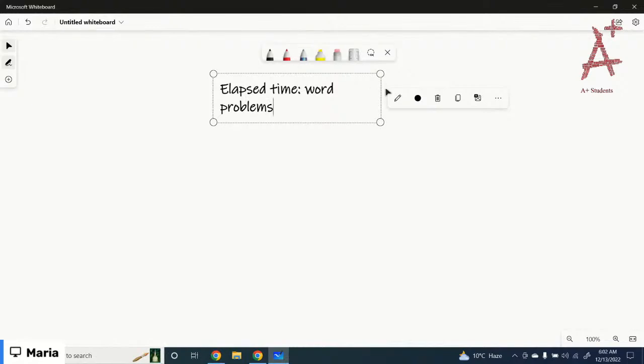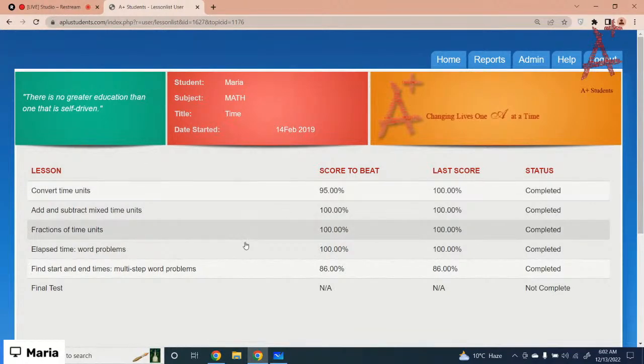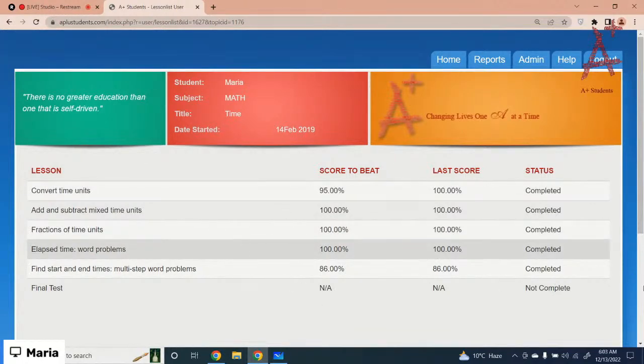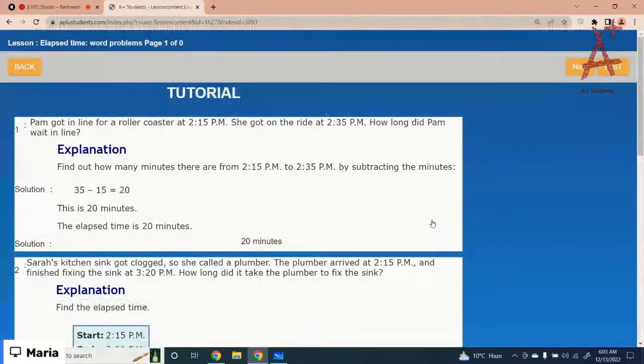Okay, let's just start with the lesson. Okay, I'm in grade 4 maths. The chapter name is time, and here is the lesson name, elapsed time word problems. I'll start with the chapter. Okay, let's start with the practice questions. Let me read the questions. Just listen to me carefully.